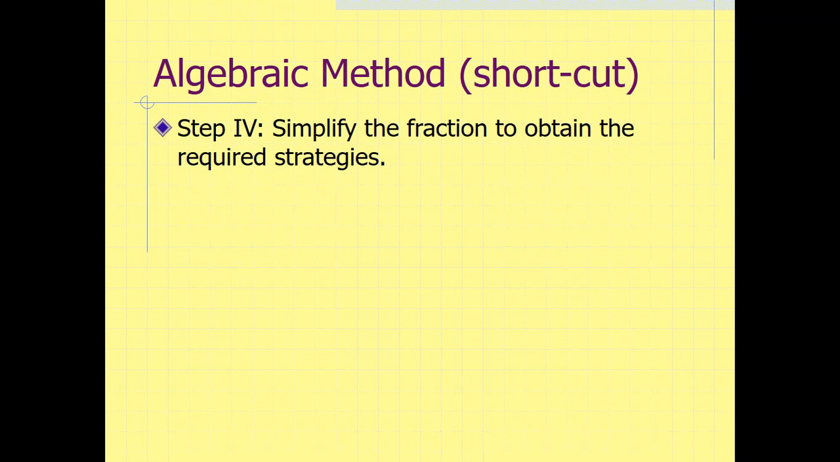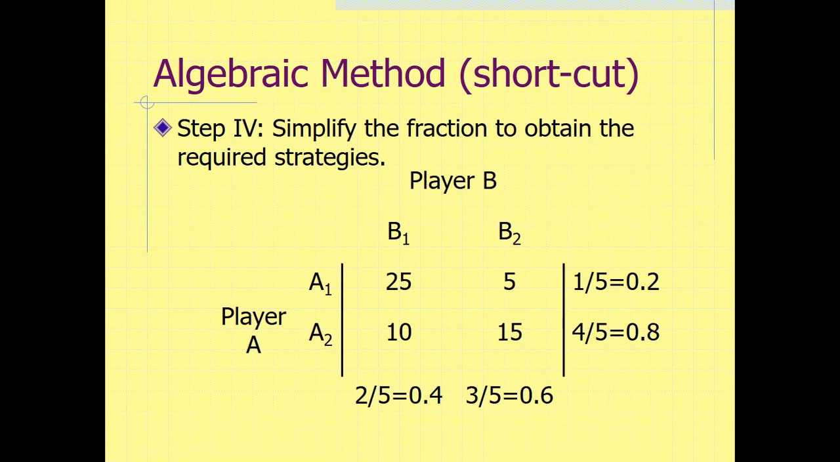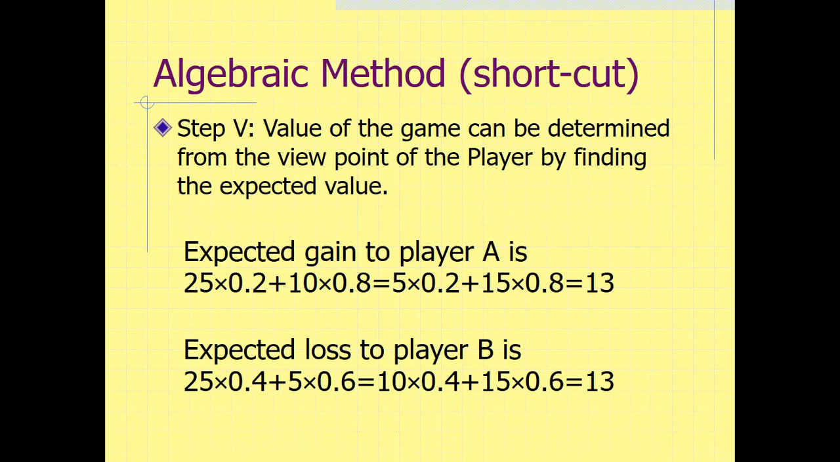Now the next step: simplify the fractions to obtain the required strategy. We get 0.2, 0.8 for player A for each of its strategies, and 0.4, 0.6 for player B for both of its strategies. Expected value.